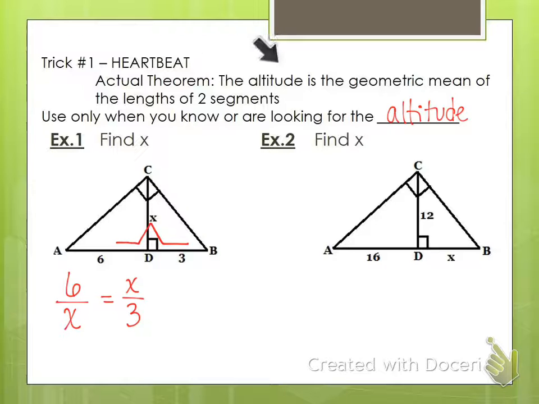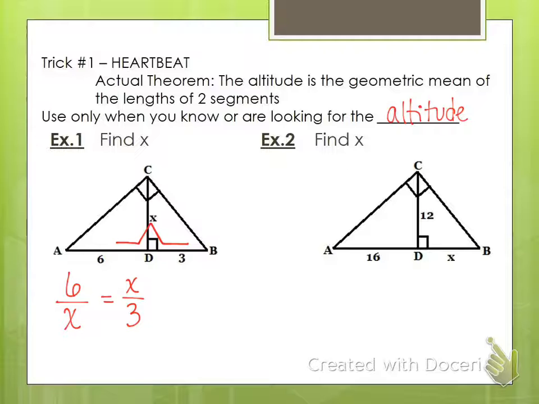Well, that's what the actual theorem states. The altitude is the geometric mean of the two lengths. So the altitude this time is x. We put that in as the geometric mean between the two lengths. If you prefer to just remember the actual theorem, that's fine. Some people like to have the little heartbeat trick, so they just draw their little heartbeat bloop.